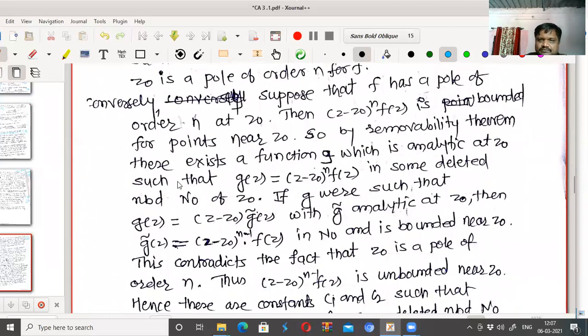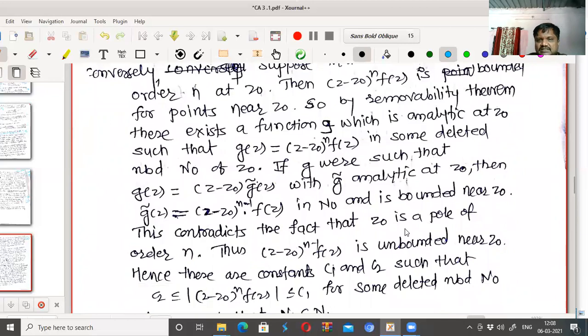So by Riemann's removability theorem, since it is bounded near z0, there exists a function g which is analytic at z0 such that g of z is equal to (z minus z0) to the power n times f of z in some deleted neighborhood n0 of z0. If g bar were such that this holds with g bar analytic at z0, then g bar of z is equal to (z minus z0) to the power n minus 1 into f of z in n0 and is bounded near z0. This contradicts the fact that z0 is a pole of order n, because this will not happen.